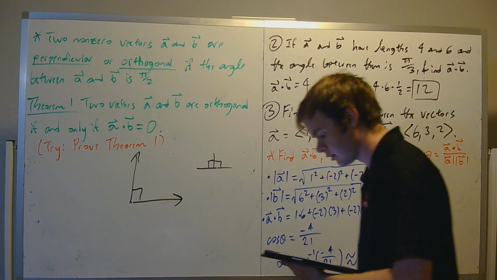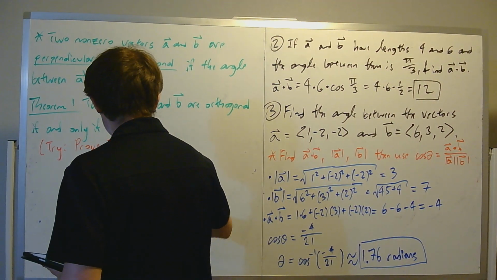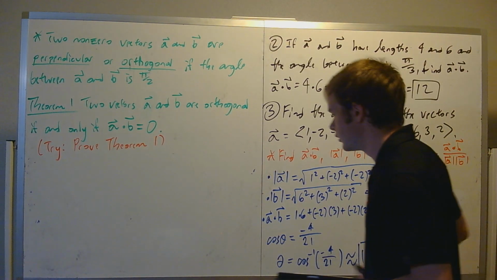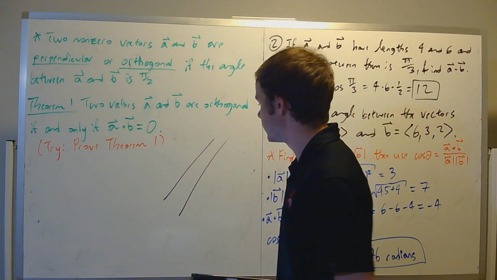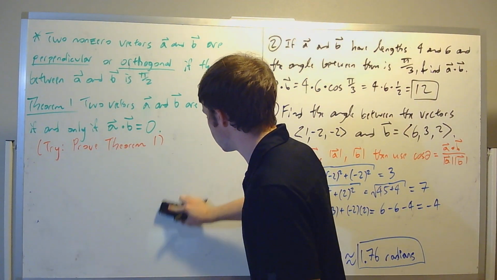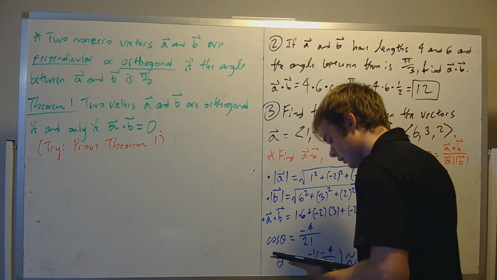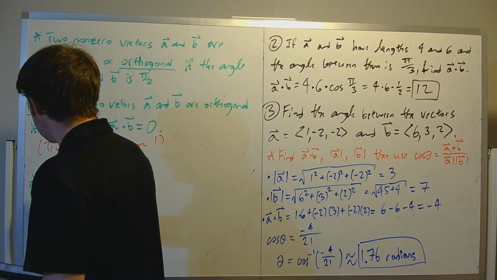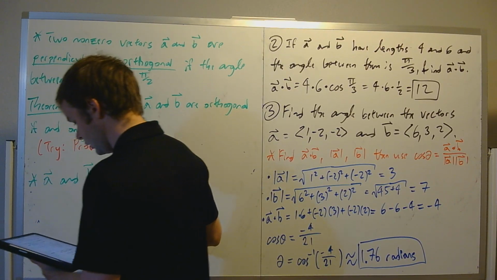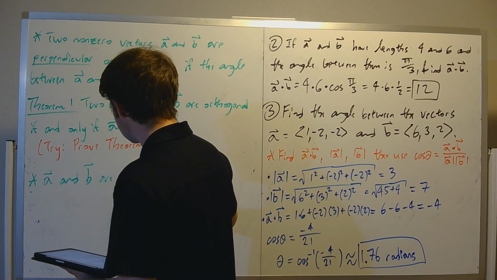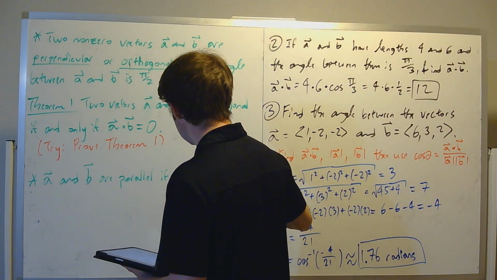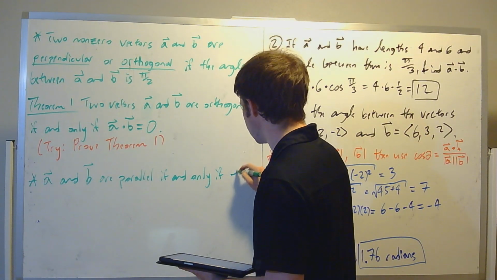But moving on from that, perpendicular lines means just two lines that meet at 90 degrees, and parallel lines are two lines that run like this, right? They're parallel to each other, meaning they never intersect, right? So we wrote down what orthogonal means, and I'll say two vectors, vector A and vector B, are parallel if and only if they are scalar multiples.